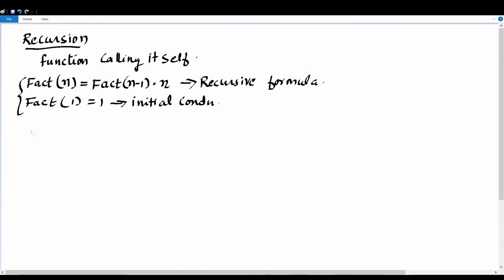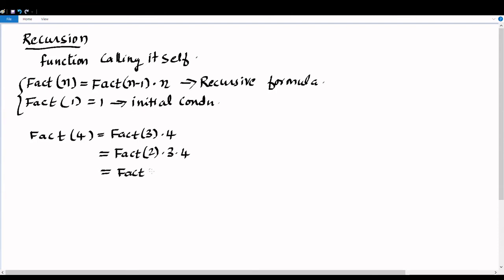For example, suppose I have to find factorial of 4. How will you find this? Factorial of 4 is equal to factorial of 3 into 4. Factorial of 3 is, by definition, factorial of 2 into 3. Now what is factorial of 2? By definition, factorial of 1 into 2. But by the initial condition, we know that factorial of 1 is 1. So it is 1 into 2 into 3 into 4. We can find it as 24.